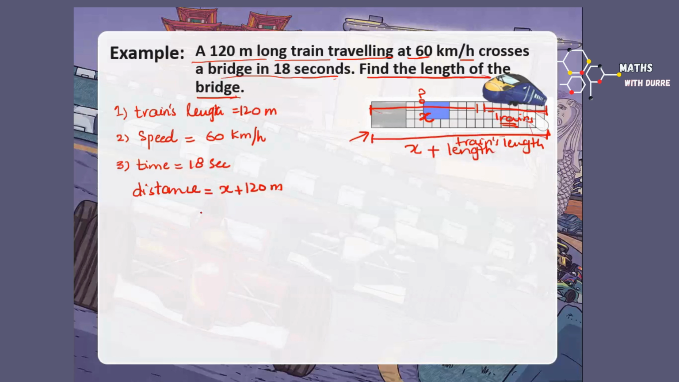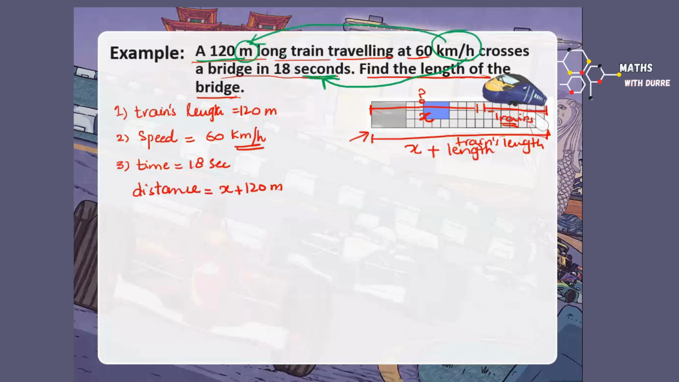Okay. Step 2. We have to convert the unit of speed. Can you observe? The unit of speed is in kilometers per hour. But our data is in meters and seconds. Means kilometers we will convert into meters. Hours we will convert into seconds.